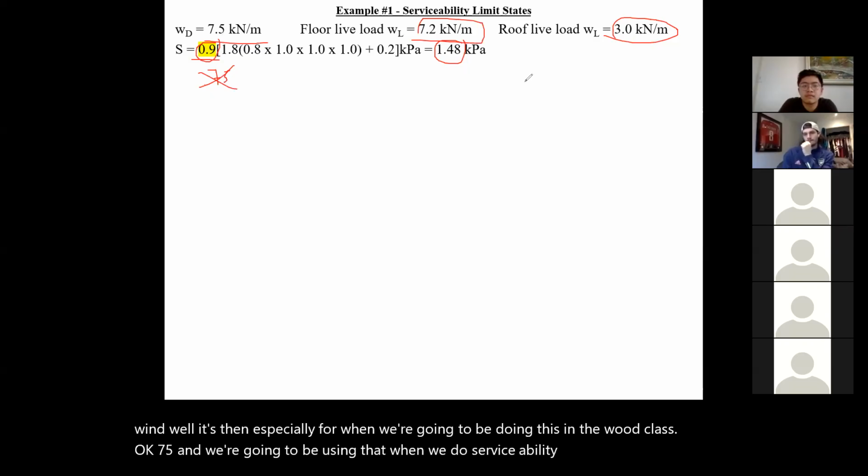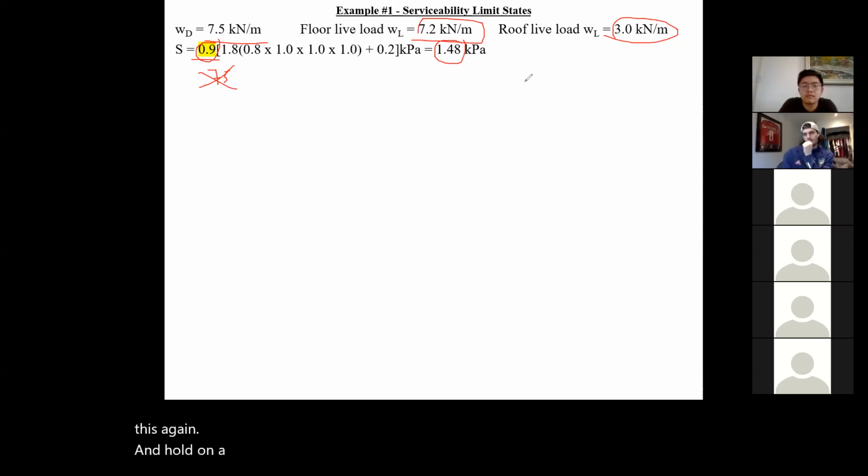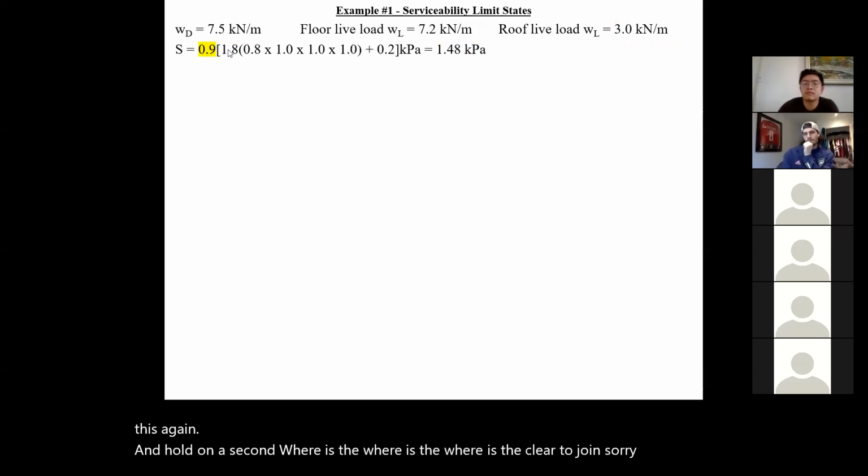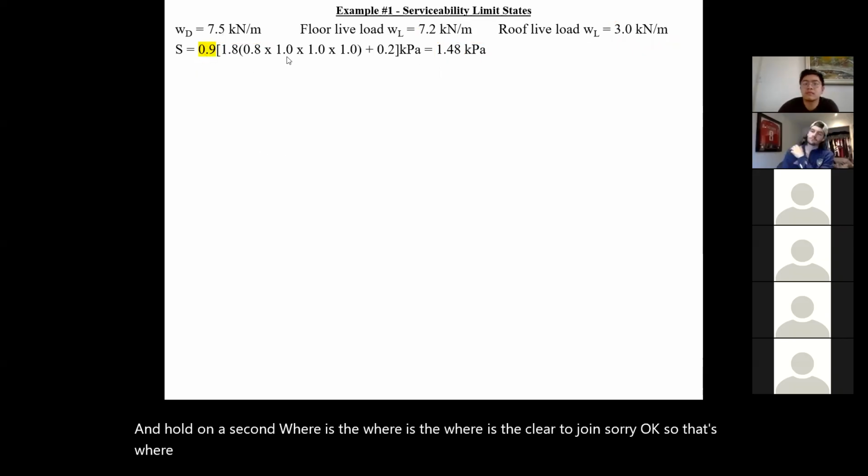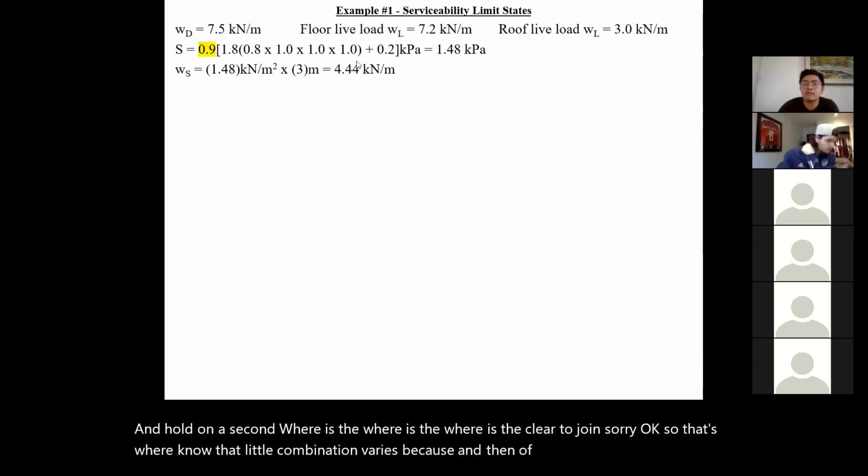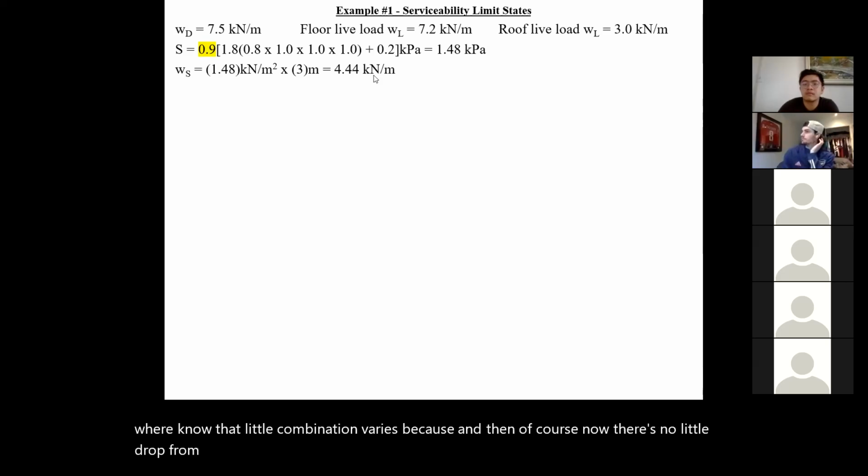Hold on a second. Where's the clear drawing? Sorry. Okay. So that's where that load combination varies, and now the snow load dropped from whatever it was before down to 4.44.